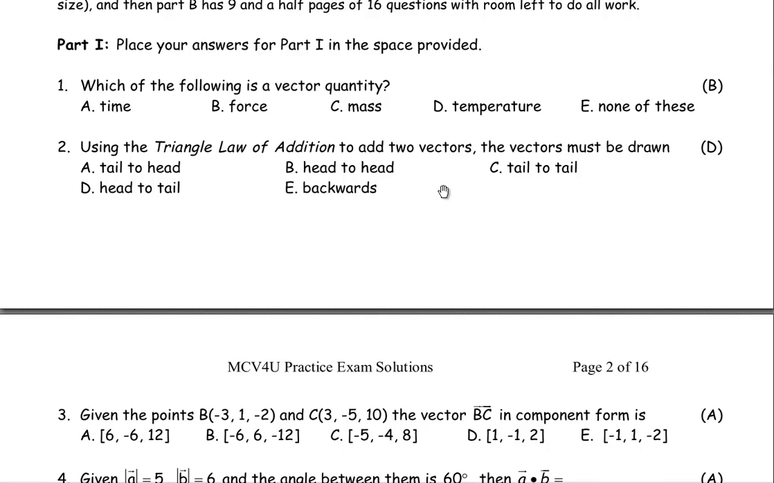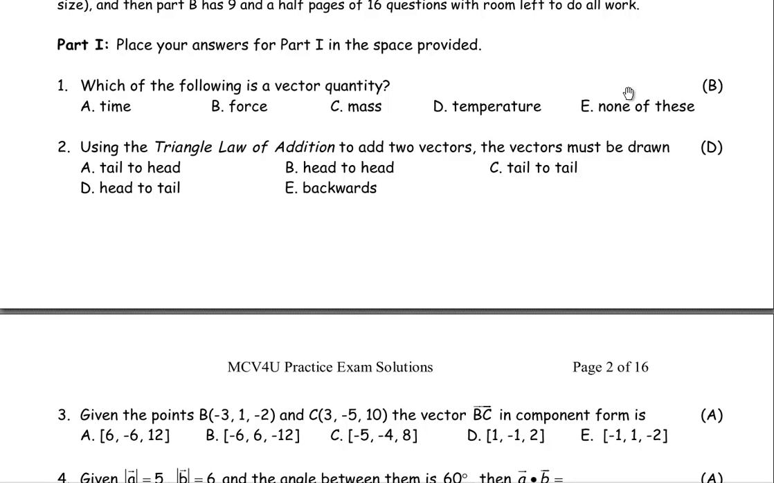And so in part 1, the first of the 20 multiple choice says, which of the following is a vector quantity? Time, force, mass, temperature, and then there's a none of these. Mass is just a numerical amount. That's scalar. The same with temperature and the same with time. Now, some people might argue that time actually goes forward, so it has a direction, but that's not really the same as a force. A force has a size and it also has a specific direction, just like velocity is a vector quantity or acceleration. So force is the correct answer here for number 1.